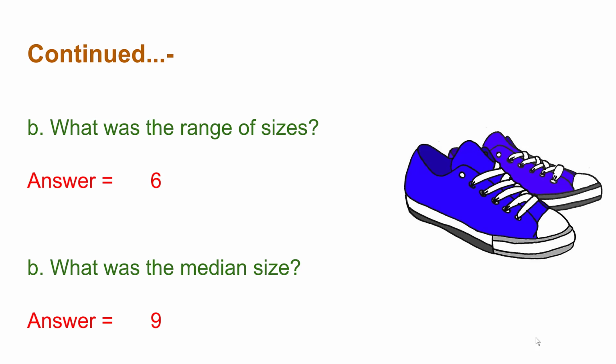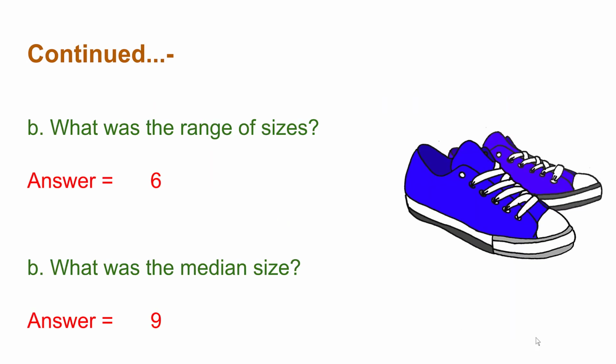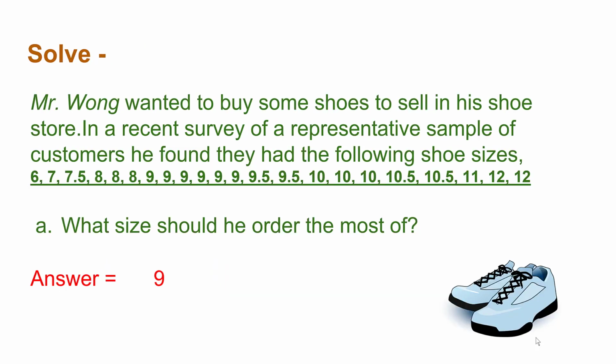What was the range of sizes? We'll go back. They're already in order, 12 and 6. 12 minus 6, range is 6. What was the median? We're lucky they're in order, and the middle number is also 9.